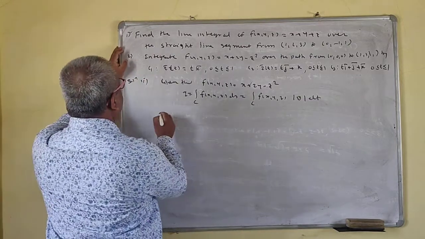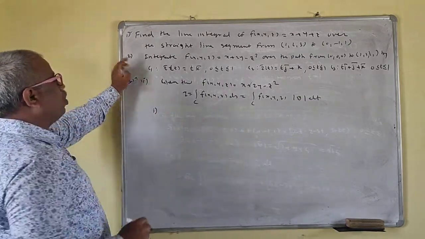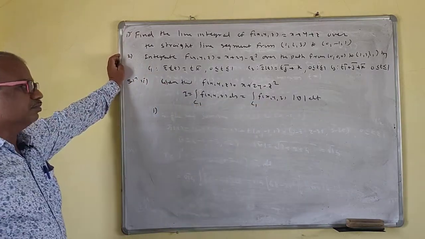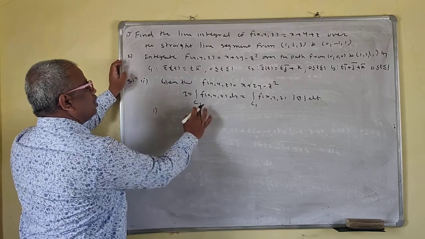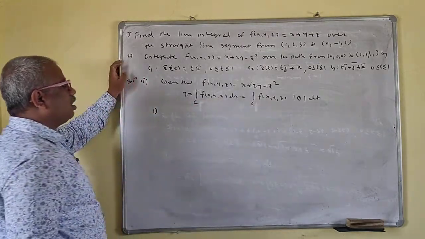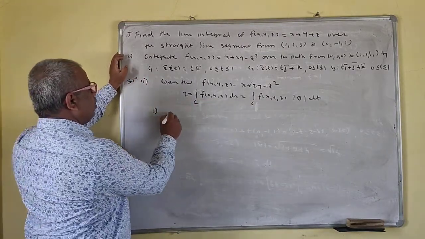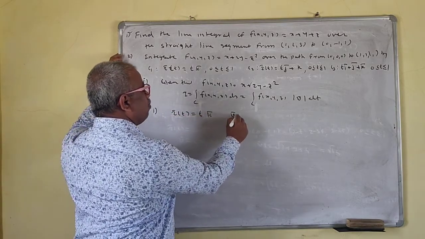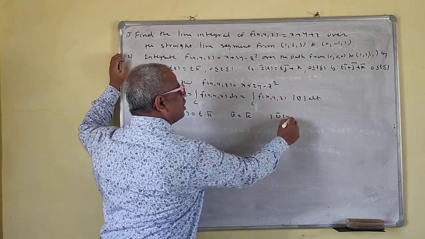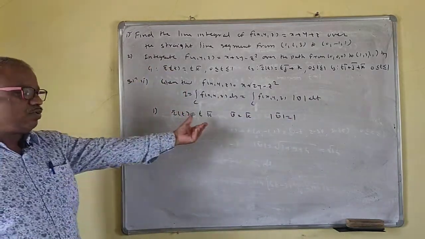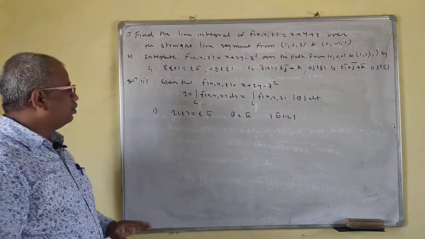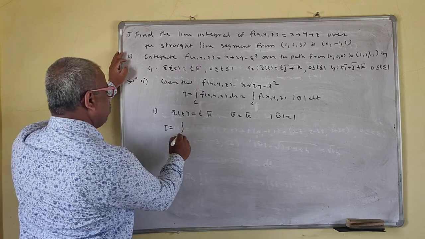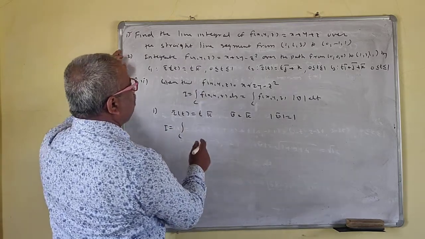So for C1 you have to find the integral. So r bar of t is t k bar, so v bar is equal to k bar. Mod of v bar is equal to 1, because i bar, j bar, k bar are unit vectors. So now I is the integral over C1.